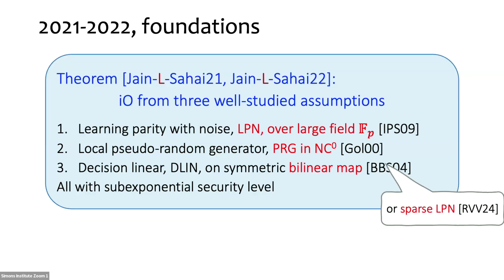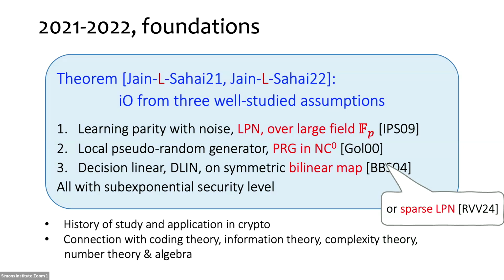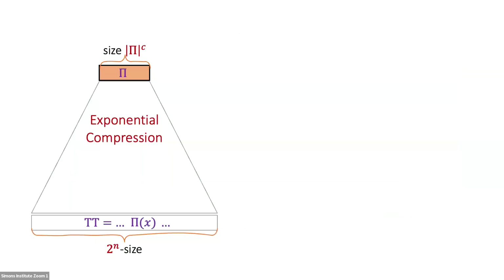And in a more recent work by Vinod and Nikhil and friends, they show that this local PRG assumption can be replaced with a local-ish assumption that is sparse LPN. And the good news is that all these assumptions are familiar to us. They have been used in cryptography before us using them to implement IO, and they also have connections with other fields that build up a rich literature for studying their hardness.